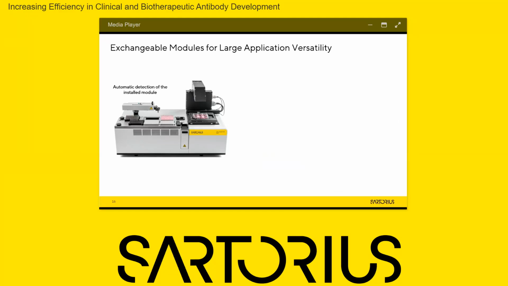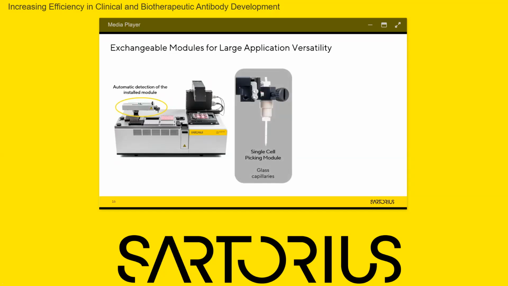The CellCelector Flex has the capability for large application versatility, and this is due to the exchangeable modules. So if you look to the left-hand side, you can see the system, and circled in yellow is the picking module that has been installed. The system will automatically detect which one that is, so you don't have to tell the system which module is installed. And there are 3 modules currently available. We have the single cell picking module, which uses glass capillaries, and that can pick up to a diameter of 220 microns. So that's good for your individual cells, small colonies, small organoids.